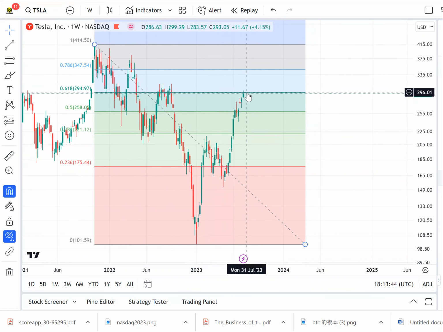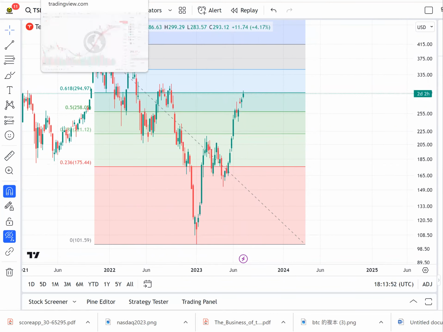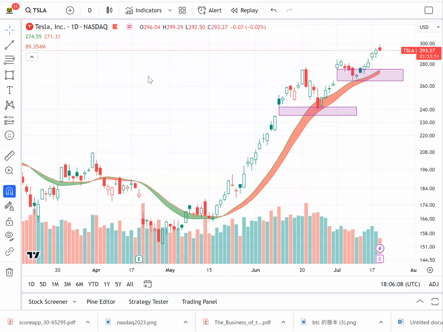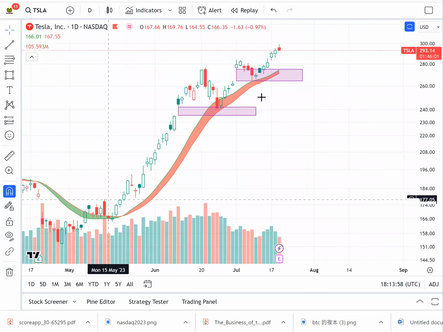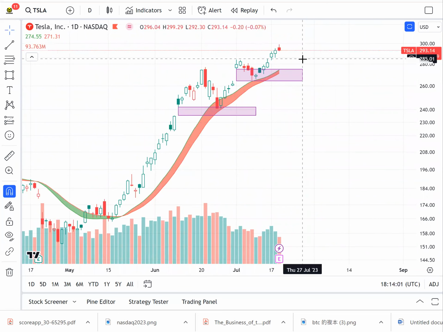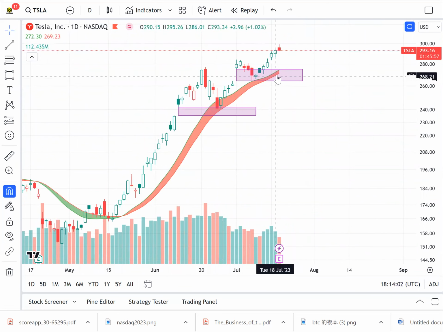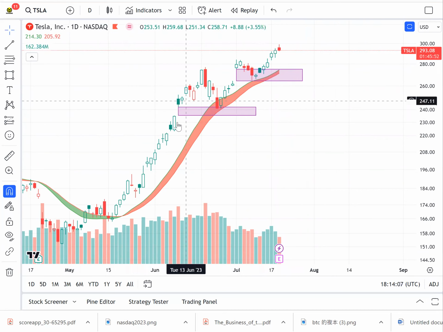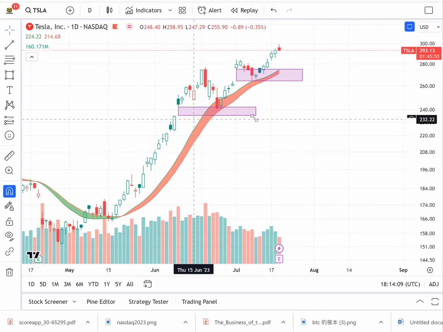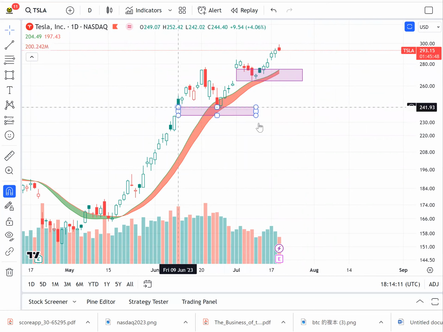Okay, so we will expect some pullback later. Let's see how it goes. But I want to show you the daily chart. The daily chart is our favorite indicator. When we are in the red zone, we buy. I'm not going to tell you we have a buy signal today or a sell signal today, but I want to show you this area, these two purple areas.